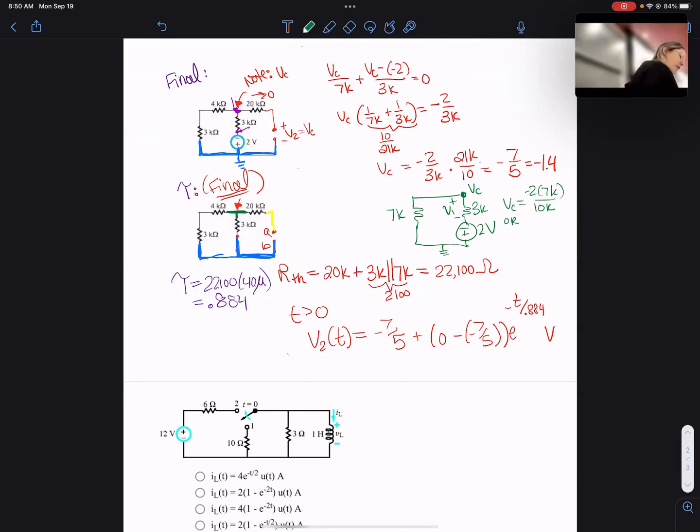Or find V1, which will be -2 times 3K over 10K. But then VC is -2 plus V1, and that should be the same. Does that make sense? So hopefully you can see that when you take the divider, it's only across the resistor that you're finding the division for.